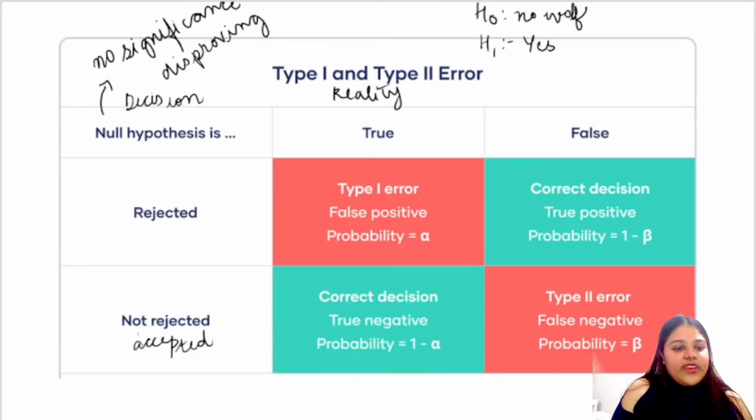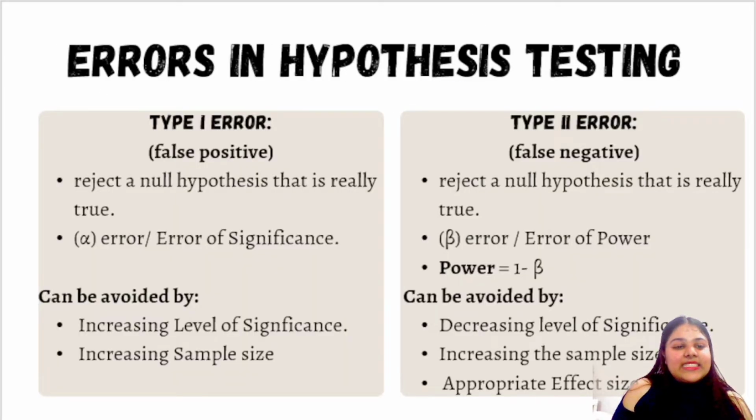So herein we have made a false positive, and this is known as type 1 error in psychology or in research and statistics. So we have rejected a null hypothesis which was actually true. There was actually no effect, there was actually no wolf. Still, we have said that there is an effect. This type of error is known as alpha error or error of significance, which means that there was actually no significance in my study. The study was actually wrong. It needs to be disproved, but still I have said that there is an effect.